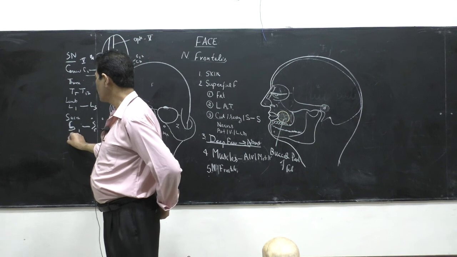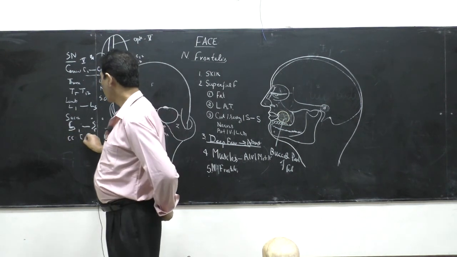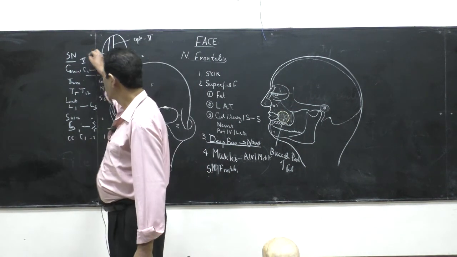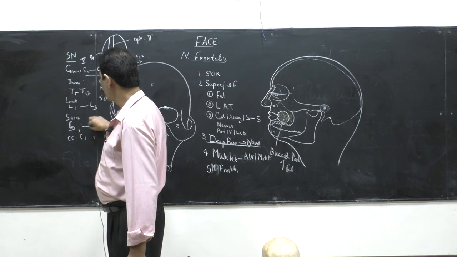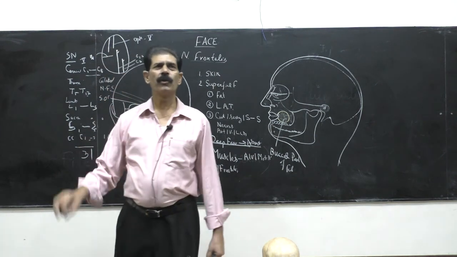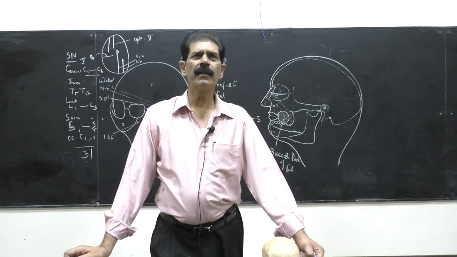And the last bone is the coccyx. Coccyx has got 1 or 2 nerves. So the total is 8, 12, 5, 5 and 1. Total is 31. So you have to remember the names of all 12 cranial nerves, which is 7, which is 5, which is 8, which is 9.